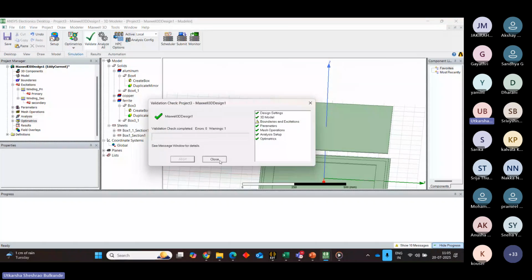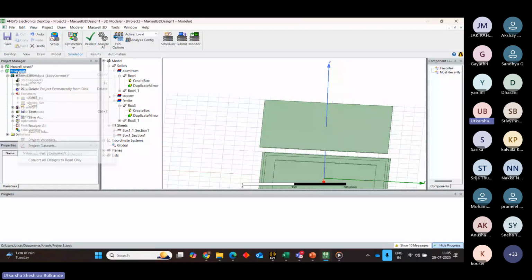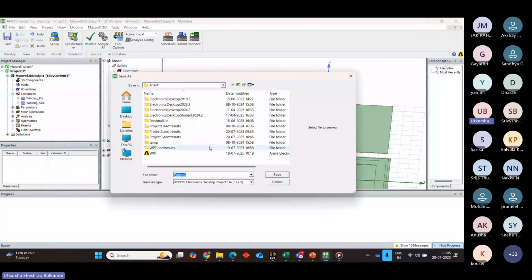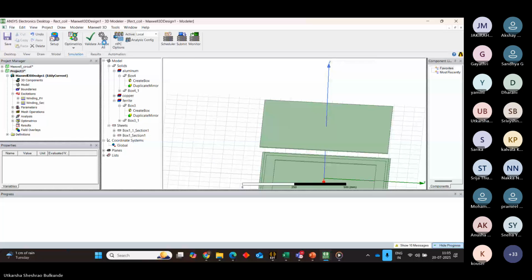Let's just validate it. Project 3, save as desktop coil, some rectangular coil. Save. Okay, and just analyze it. First, we are analyzing it normally.